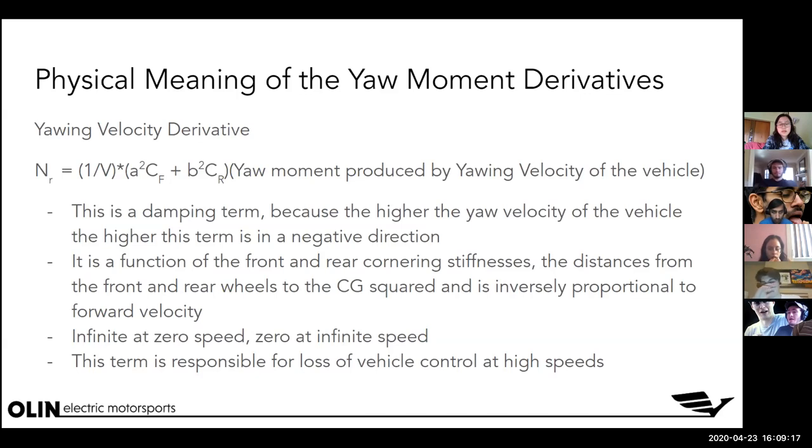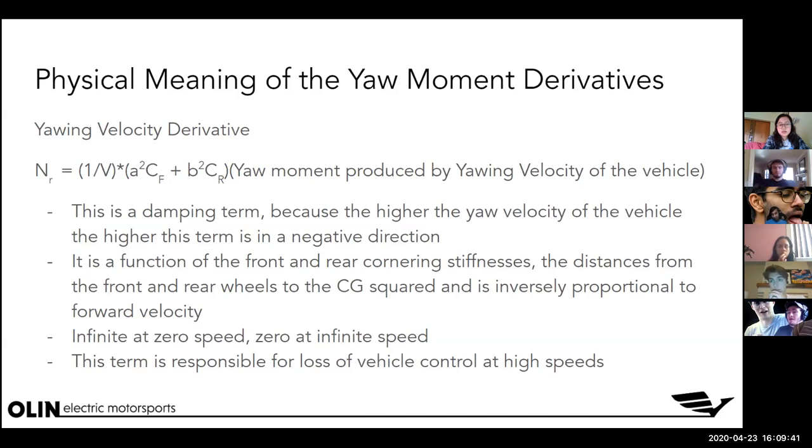And this is a function of the square of the distance between your tires and the center of mass, and then linearly related to the cornering stiffnesses. So if you have really high cornering stiffnesses, it's difficult to yaw your car. If you have really low cornering stiffnesses, it's easier to yaw your car. And this is always fighting that yaw, which is kind of cool.